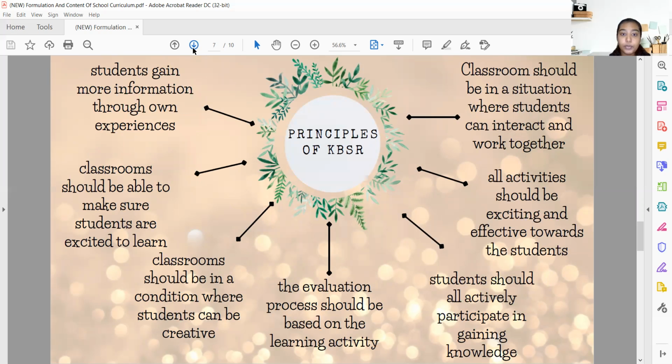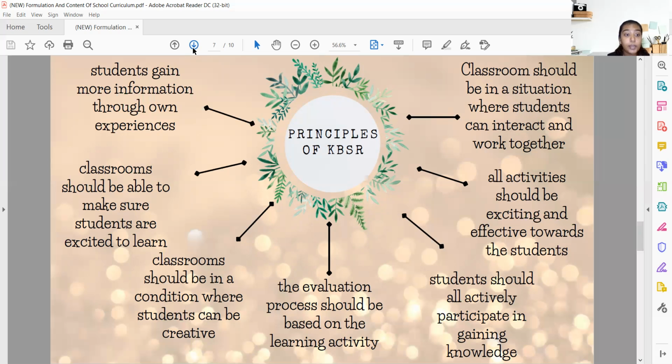And here are the principles of KBSR. KBSR makes sure that students gain more information through their own experiences, which means students would have their own experiences and gain knowledge from it. Let's say, like I said before, conducting an experiment. So from that, they gain a lot of knowledge and it makes them understand a topic even better.